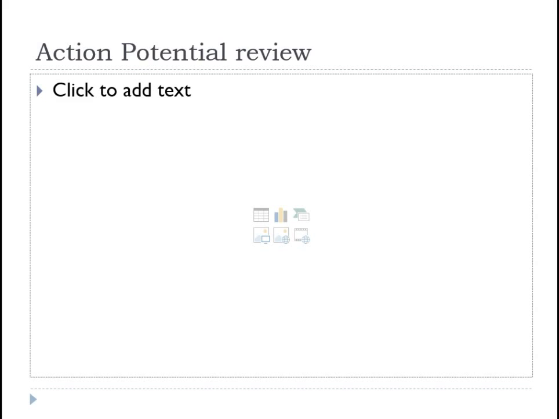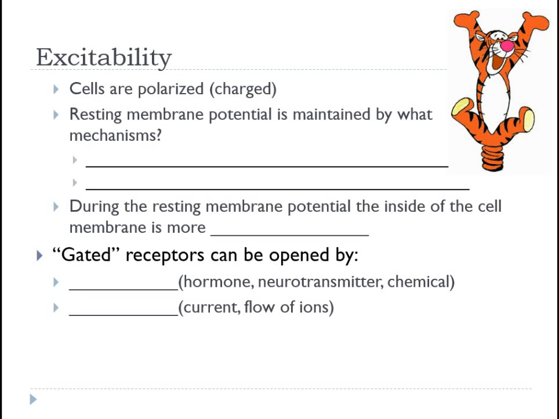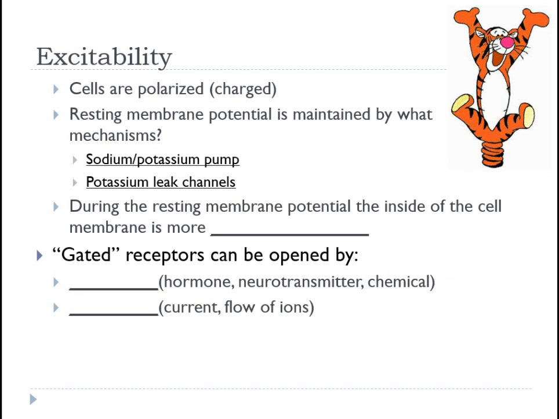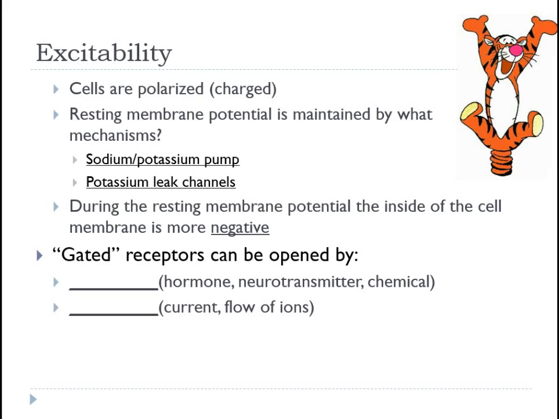So let's go ahead and review everything we've learned. Cells are polarized, which means that they're charged. Resting membrane potential is maintained by what mechanism? If you remember back, there are two: the sodium-potassium pump and the potassium leaky channels. During the resting membrane potential, the inside of the cell membrane is more negative and the outside is more positive, and it's done because of those proteins.